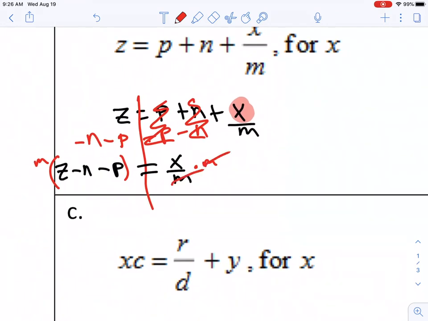So these will cancel out. I'm going to rewrite my answer. I'm going to write x first because that's how I'm used to seeing it. I can flip-flop my sides. So x equals, and then I'm going to work this out. M times z is mz.